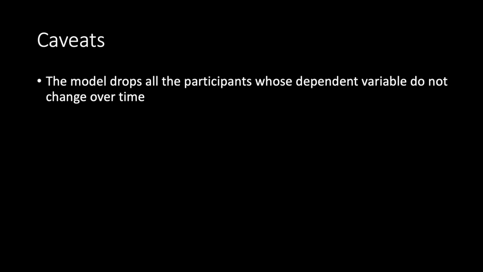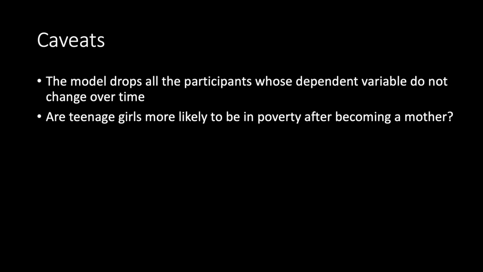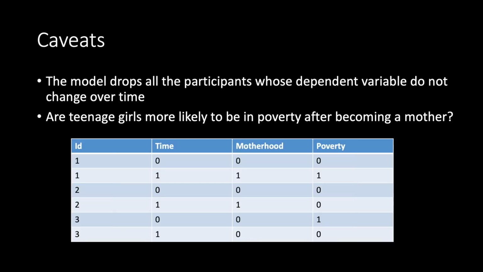Let's say we want to understand this question. Are teenage girls more likely to be in poverty after becoming a mother? We have ID numbers right here. This is the same person. From time 0 to time 1, this girl went from not being a mother to being a mother, and she went from not being in poverty to being in poverty. This person will be kept in the dataset.